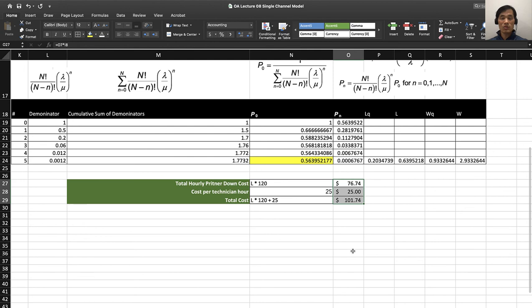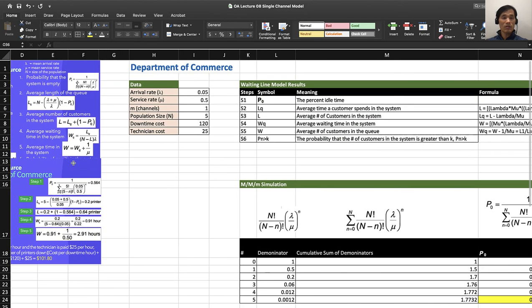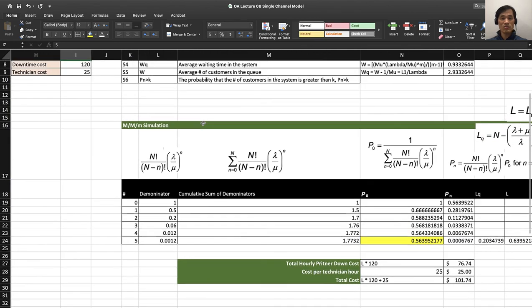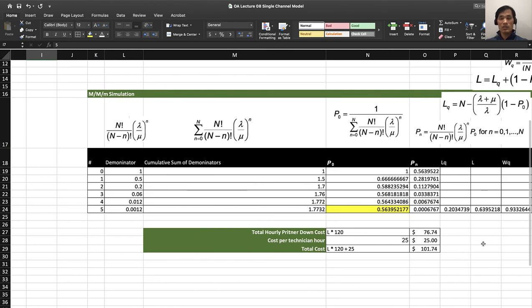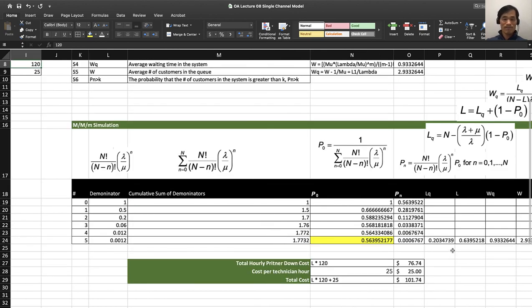So that's how you can solve this question. Again, it's quite complicated. If, instead of 5, you have 7, then you have to change the population size to 7, and then you calculate that, and you will have the answer. Okay? Thank you.